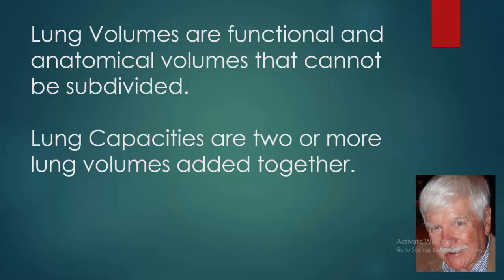Lung volumes are functional and anatomical volumes that cannot be subdivided. You're going to hear when we start looking at things about volumes and capacities. The difference is that a lung capacity is two or more lung volumes added together. So lung volume is a functional and anatomical volume that cannot be subdivided, and a lung capacity is two or more lung volumes added together.